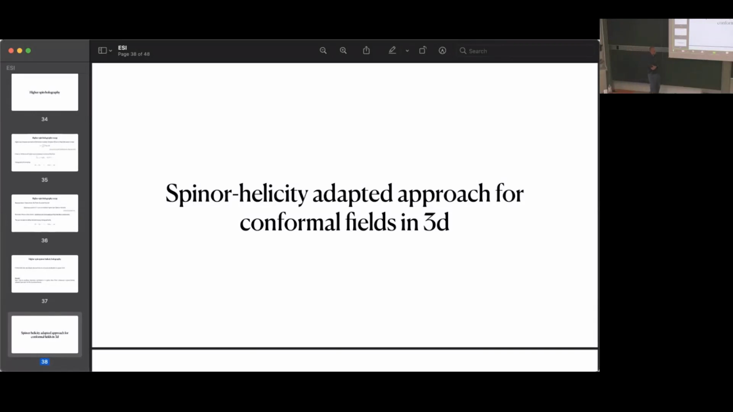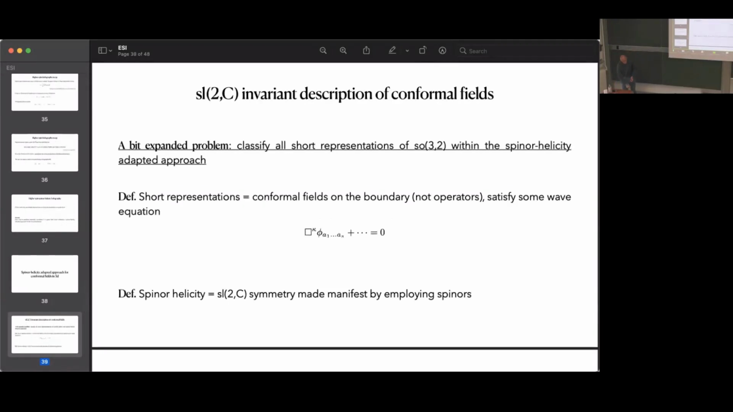Of course one can debate what this approach is, but I will suggest something, and everyone is free to judge whether it's good or not. So instead of just describing a single representation, which is a massless field, I want to be a bit more general. I want to describe all conformal fields on the boundary in 3D, which means that there is some kind of tensor field, and there is some operator of this form which acts on it. So you have this form of wave equation.